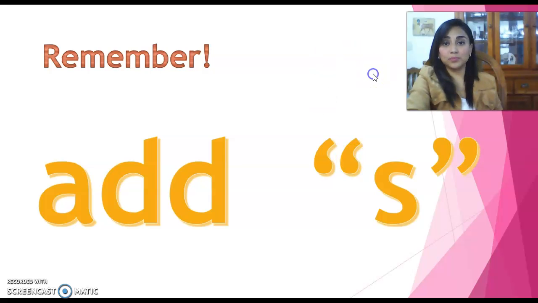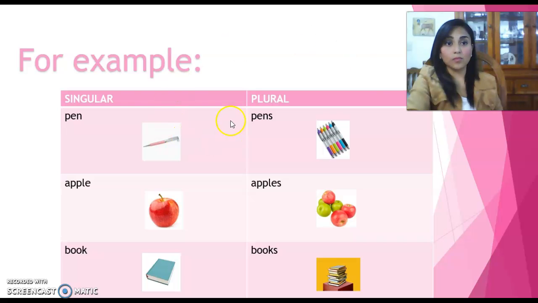For example, we have here this chart. This is singular and this is plural. So, for example, one pen, two or more pens. Then we have one apple, two or more apples. Then we have one book, two or more books, okay?